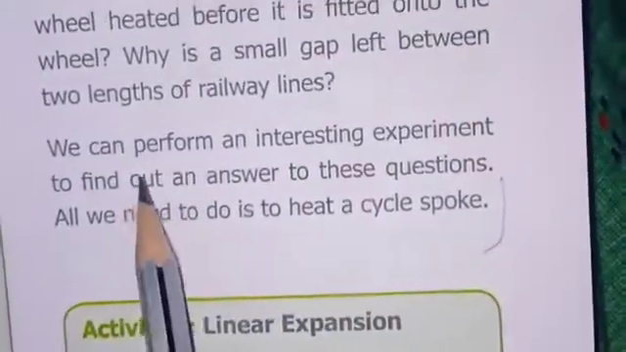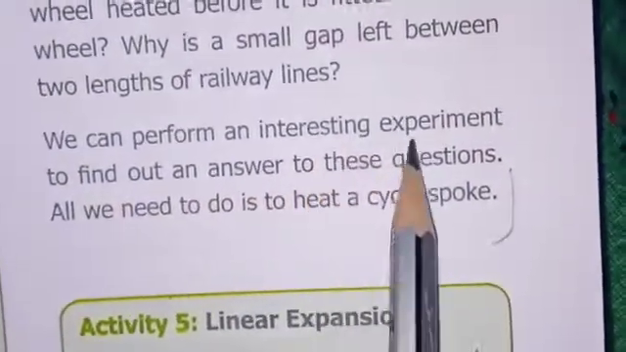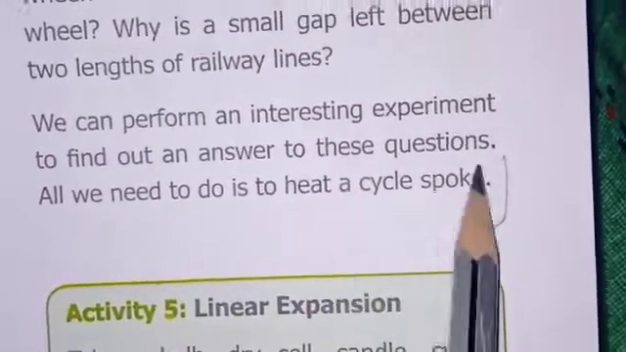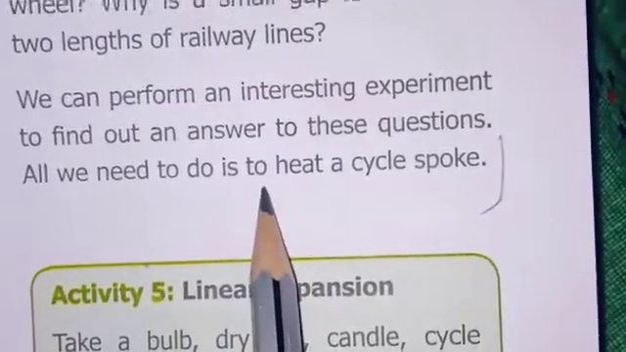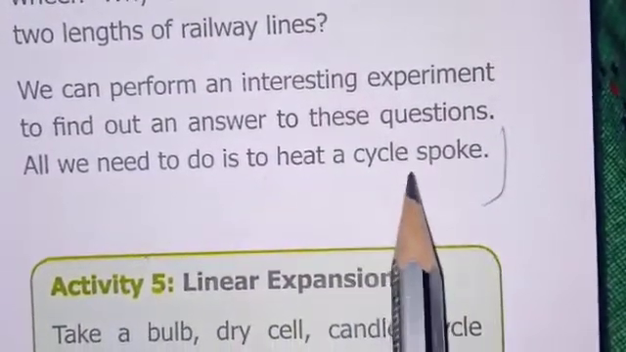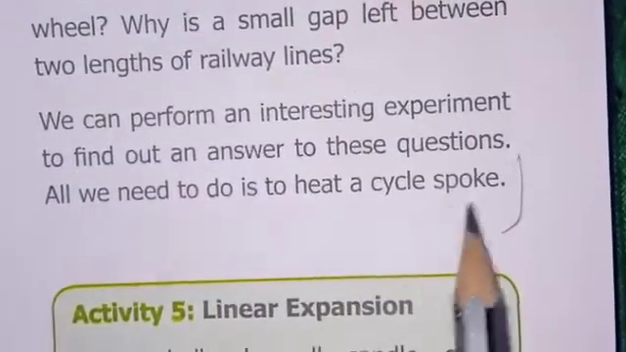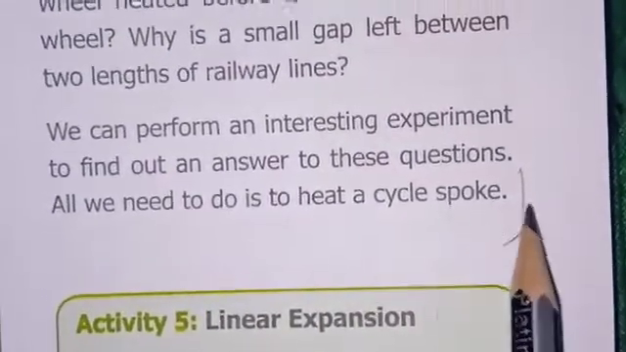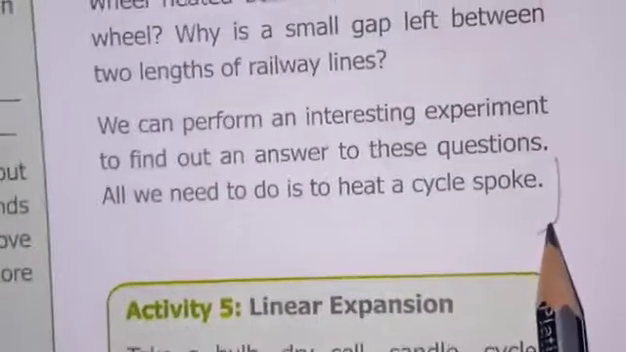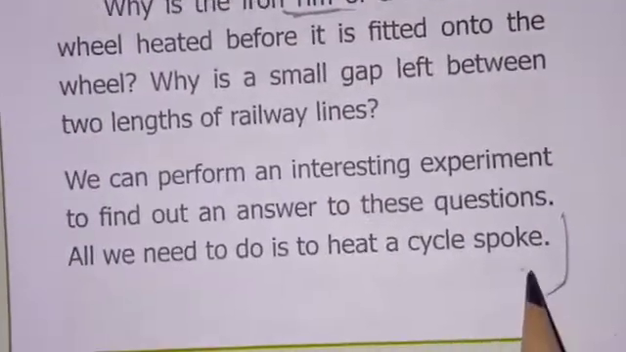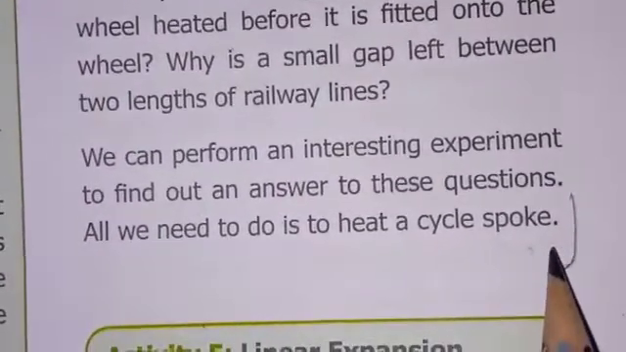Next, we can perform an interesting experiment to find an answer to these questions. All we need to do is heat a cycle spoke. If you heat it, what will happen? To know that, you can do the activity they have given; if it is possible, try it, otherwise leave it. The remaining continuation of this lesson we will learn in the next class. Thank you children.